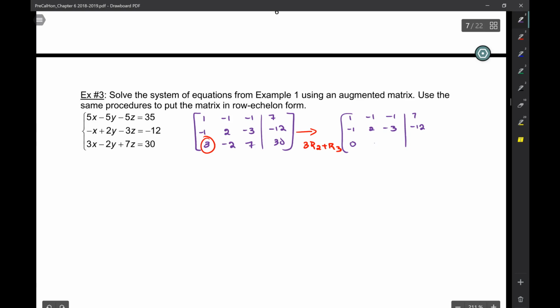Almost. Okay, so what am I doing? 3R2, 3 times this, plus this one. If you want to write it down somewhere, write it down. So here, 3 times negative 3 plus 7, negative 9 plus 7, negative 2. And then repeat the operation. So negative 6. Okay? Here, I did this. So 3 times this plus this. Negative 9 plus this. Okay, what am I going to get rid of next?